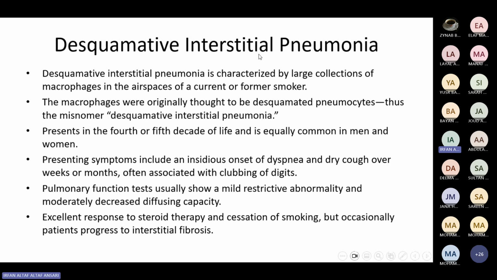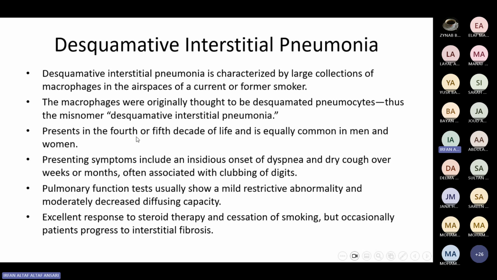So what is desquamative interstitial pneumonia? It is characterized by a large collection of macrophages in the airspaces of a current or former smoker. The macrophages were originally thought to be desquamated pneumocytes, shed from the alveolar epithelium and lodged into the alveolar spaces. That's why initially the misnomer desquamative interstitial pneumonia was used. But these are not alveolar pneumocytes or epithelial cells. Instead, they are macrophages seen in the alveolar spaces in smokers.